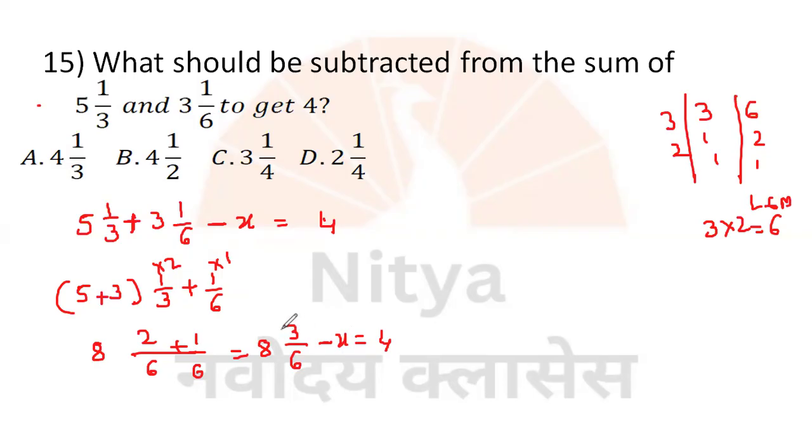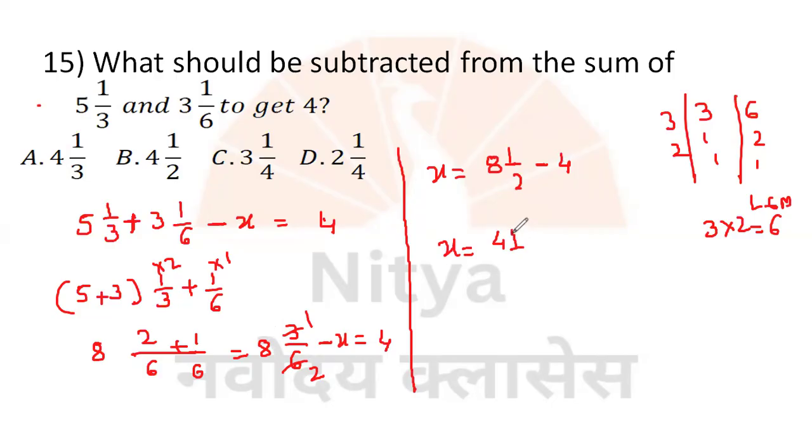So this is the question, no? So what we have to do next is x equal to 8 and 1 by 2, since 3 1s are 3, 3 2s are 6, we can reduce it, no? So 1 by 2, minus 4. So see here, what does x come to? 8 minus 4, that is 4, and 1 by 2 is the answer. So 4 and 1 by 2.